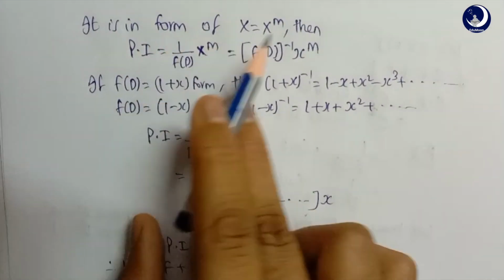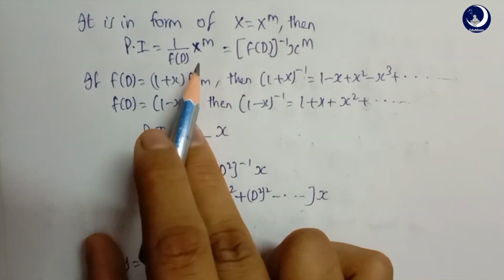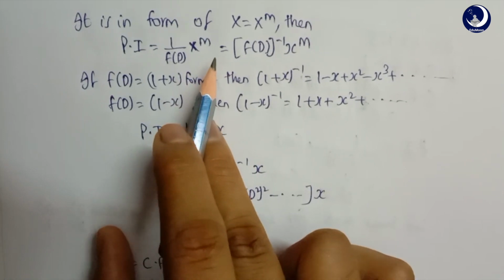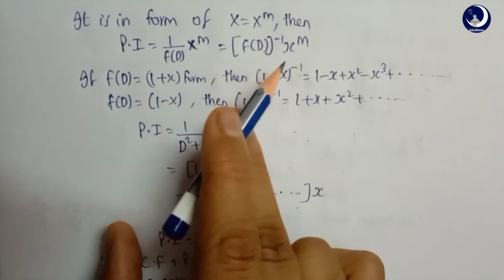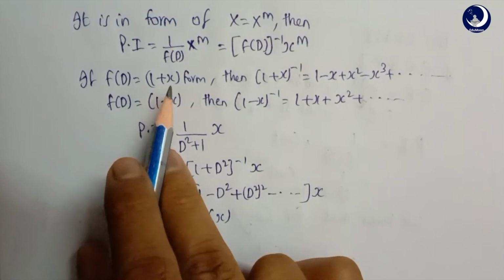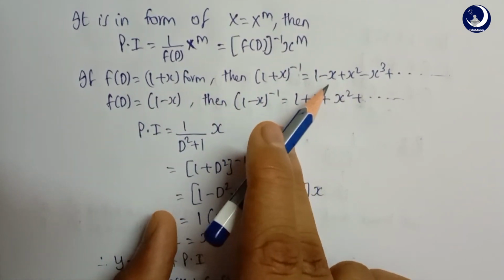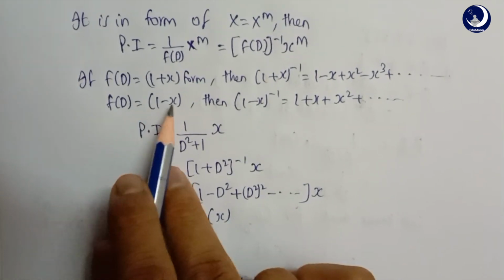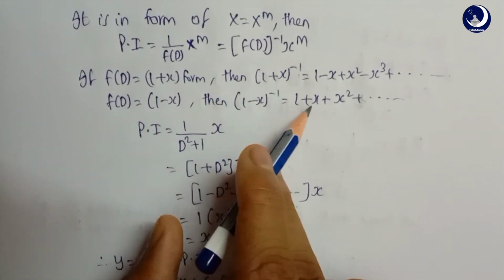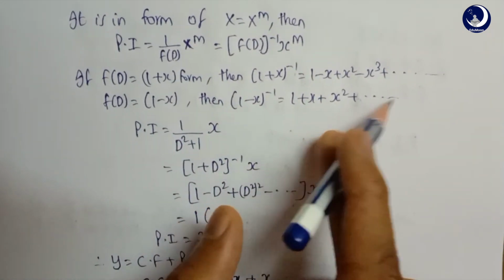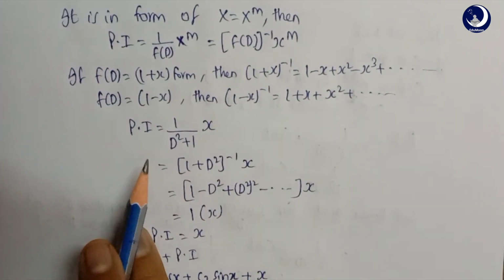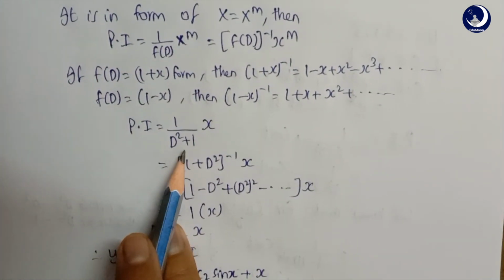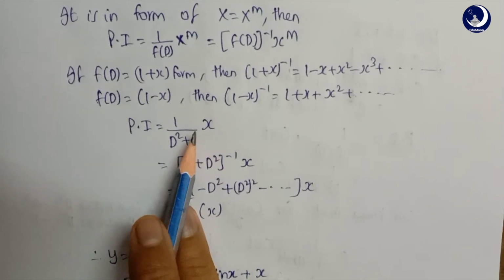It is in the form of x equal to x power m. Then PI equal to 1 by f of D into x power m. We know that if f of D is replaced with 1 plus x, then it expands alternatively as 1 minus x plus x square minus x cube, and so on. If f of D equal to 1 minus x, then it expands as 1 plus x plus x square, and so on. Now we consider PI equal to 1 by D square plus 1, which is f of D, into x power 1, x.